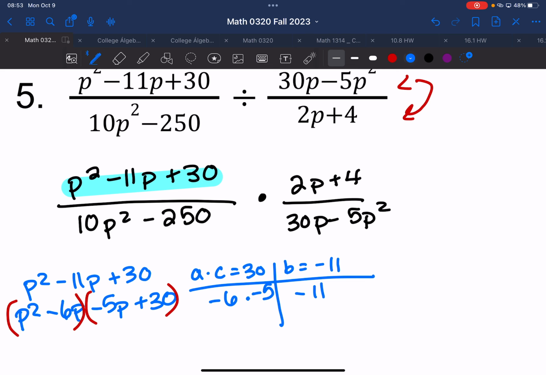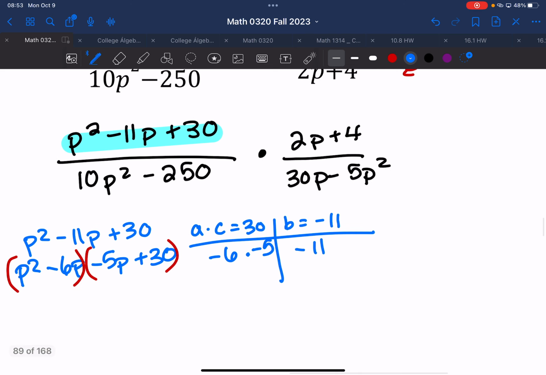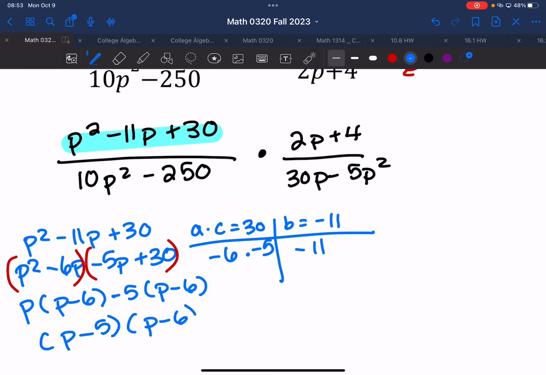What can I factor out of the first one? P, and I'm left with p minus 6. And then what about the next one? Negative 5, and I'm left with p minus 6. So I have p minus 5 and p minus 6. That is what's going to go into that numerator spot. Okay.